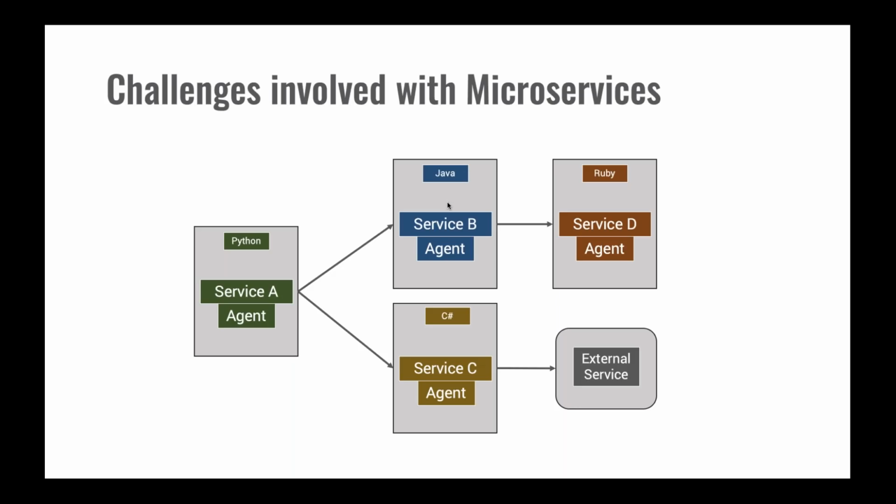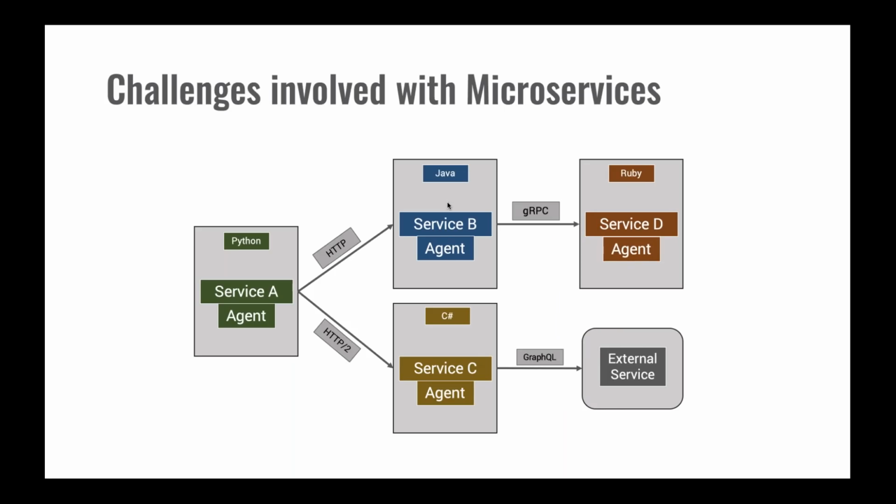So for an organization, writing agents for each of these languages that are deployed in every microservice is going to be very expensive, because they have to maintain the source code and the IP, and they have to repeat this functionality every time they implement a new service in a new language. That's not all. Each service actually uses a different protocol.